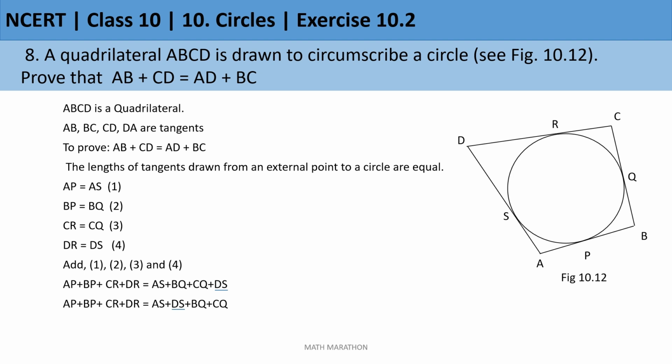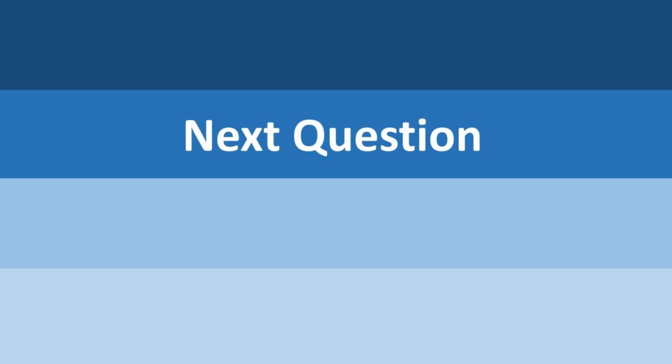AP plus BP plus CR plus DR is equal to AS plus DS plus BQ plus CQ. See picture. AP plus BP is AB. CR plus DR is CD. AS plus DS is AD. BQ plus CQ is BC. So, AB plus CD is equal to AD plus BC. Let us see next question.